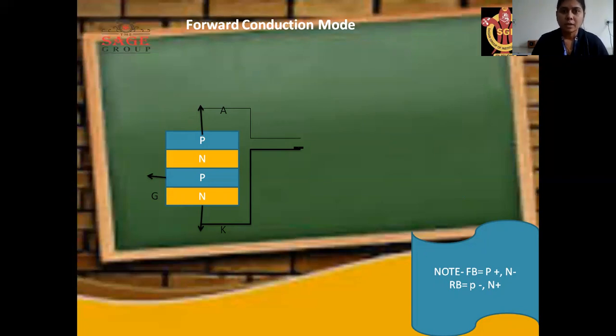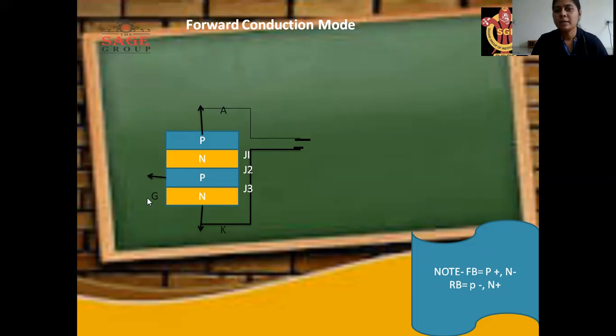See here, in the forward conduction mode, we know junctions J1, J2 and J3. Junction J1 is forward biased, junction J3 is forward biased, but junction J2 is reverse biased. This means we require this depletion layer to vanish. How can we do this?